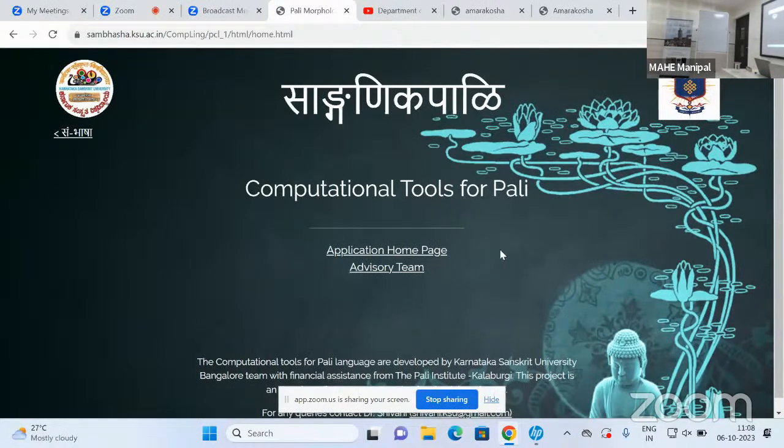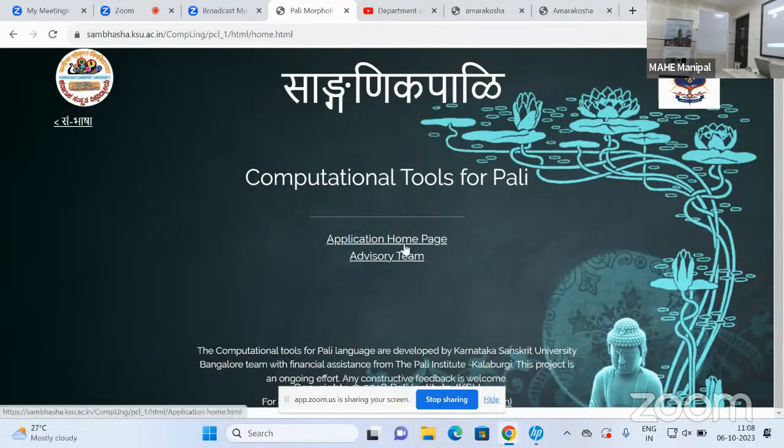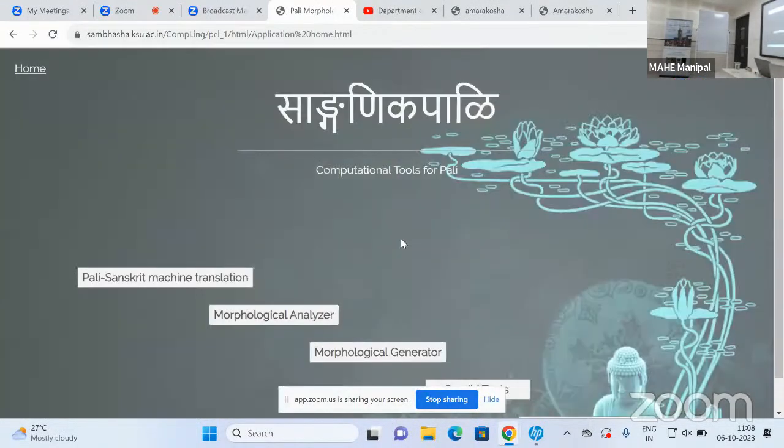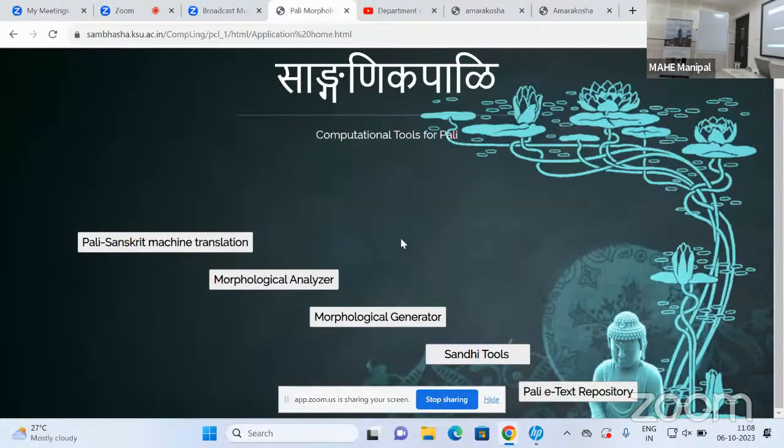Sankanaka means computer. Sankanikam, computer related, Pali. So Sankanika Pali has many tools. It's a suite of tools. It has machine translation, morphological analyzer, morphological generator, Sandhi tools, and a text repository.